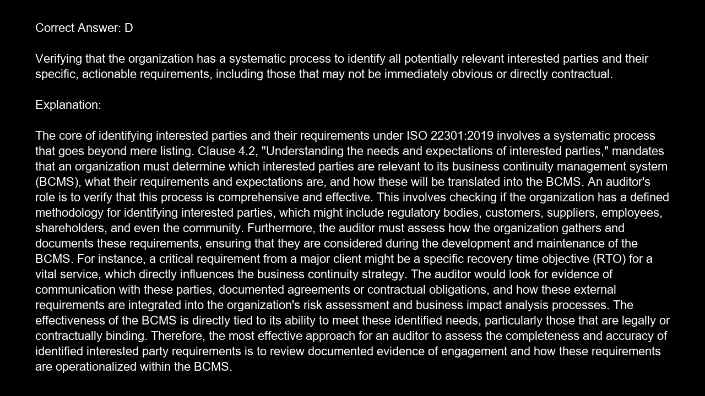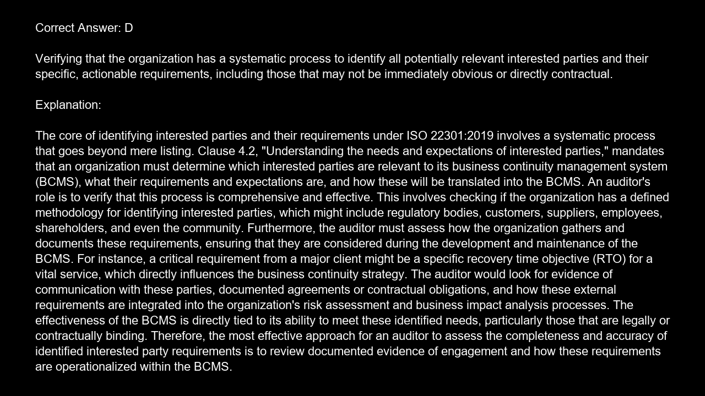Explanation. The core of identifying interested parties and their requirements under ISO 22301:2019 involves a systematic process that goes beyond mere listing. Clause 4.2, Understanding the needs and expectations of interested parties, mandates that an organization must determine which interested parties are relevant to its business continuity management system, BCMS, what their requirements and expectations are, and how these will be translated into the BCMS. An auditor's role is to verify that this process is comprehensive and effective.